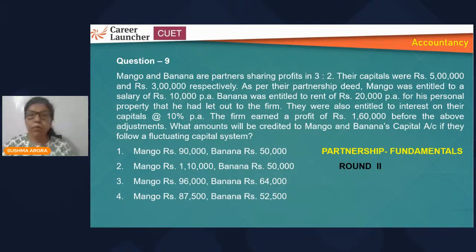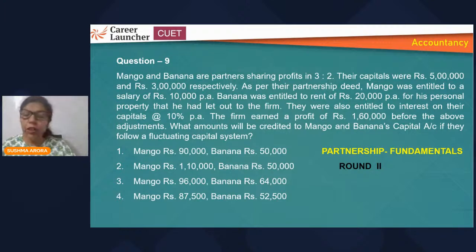See. First of all, as this question is related with profit and loss also, first you have to make P&L because rent you have to pay. Rent to Banana. Okay, so rent will be 20,000 per annum. So you will pay 20,000 to him, and the profit is 1,60,000. Now 1,40,000 will be transferred to P&L appropriation. Got it? Why is 20,000 shown in the P&L account? Because this is a charge. So now P&L appropriation will be 1,40,000.